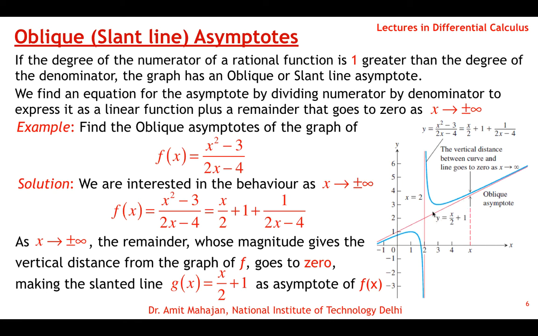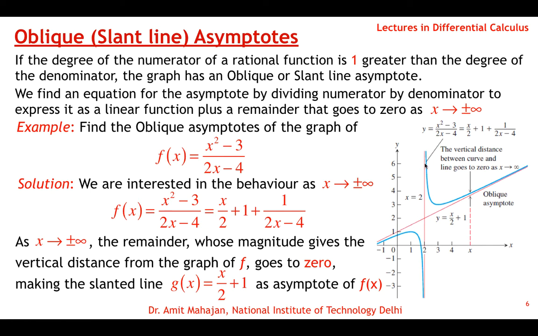So to find this line, you write the function as a linear function plus a remainder, and if the remainder goes to 0, then this linear function is the slant line, the oblique or slant asymptote to the curve. In this case, as x goes to plus infinity or minus infinity, it is the same line on both sides. In this particular question, there is also a vertical asymptote.